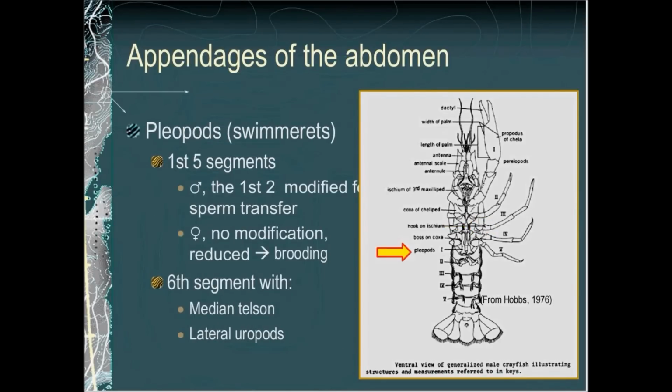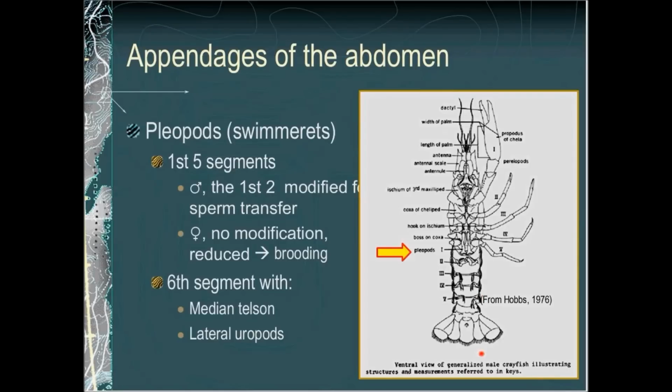Now, as you move down to the abdomen, you've got these pleopods, or swimmerettes. You can actually tell the difference between mommy crayfish and daddy crayfish. The males have the first pair of swimmerets modified into what are called gonopods that are used for sperm transfer. The females don't have any modification of these, but they will glue the eggs to the swimmerets in order to incubate them, move water over them, keep them oxygenated, and keep fungus from growing on them until such time that those eggs hatch and your hatchlings become free-living organisms.